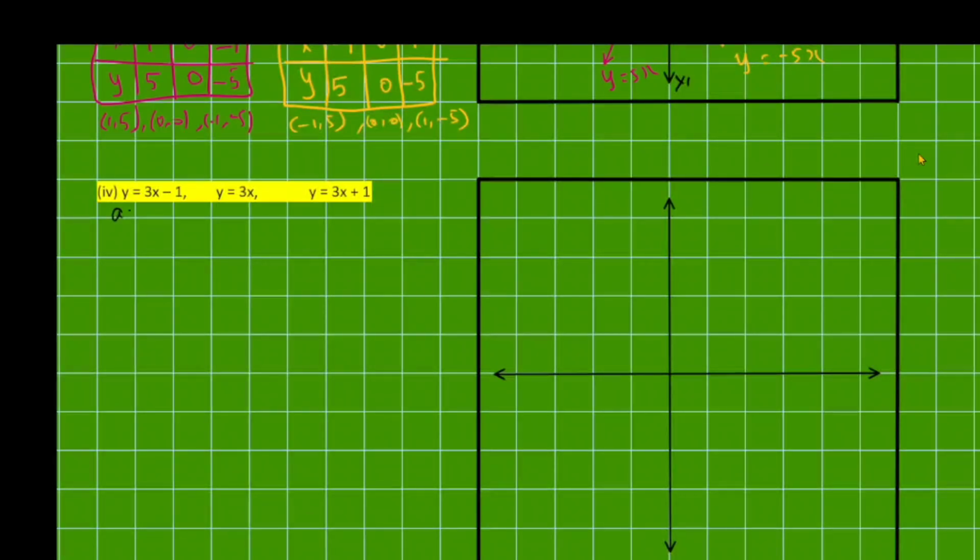Here a is equal to 3, b is minus 1. In the second case, a is plus 3, b is 0, nothing is there. Then a is plus 3 and b is plus 1. You can observe here that a remains the same, b varies. Okay, that is our first observation. So here a remains the same and b varies. It shows that the three lines are parallel lines.